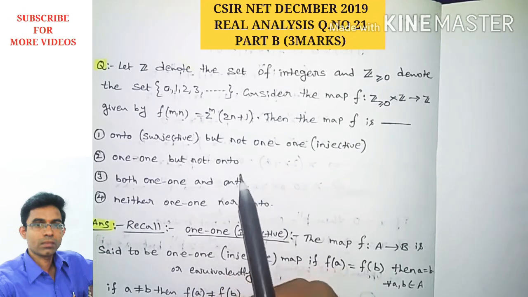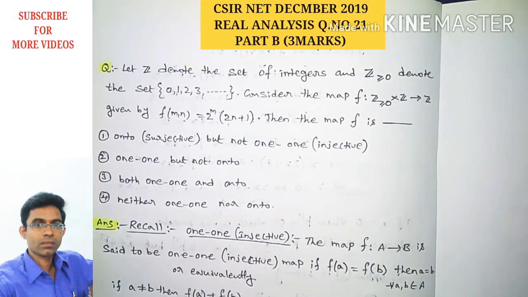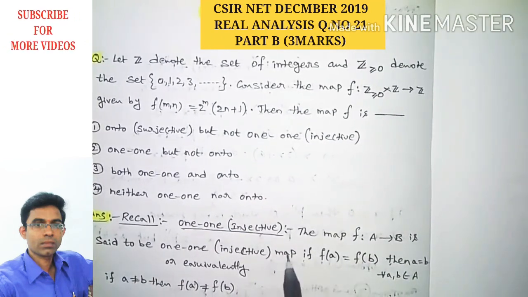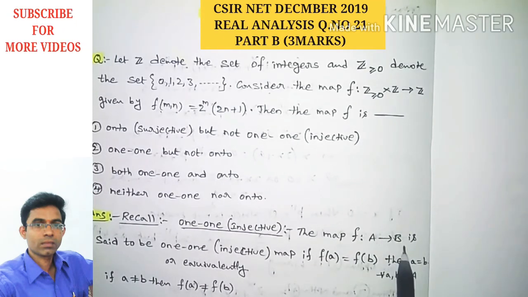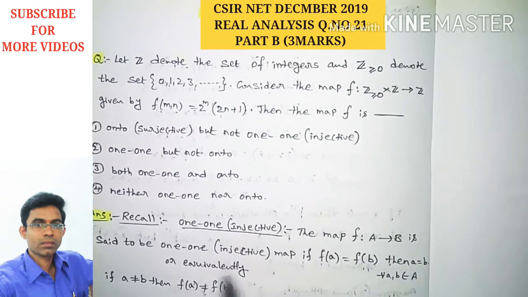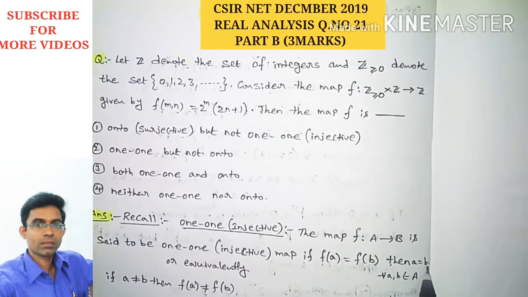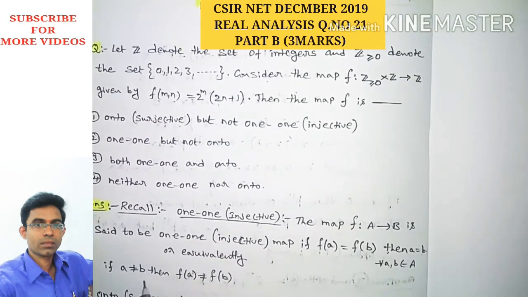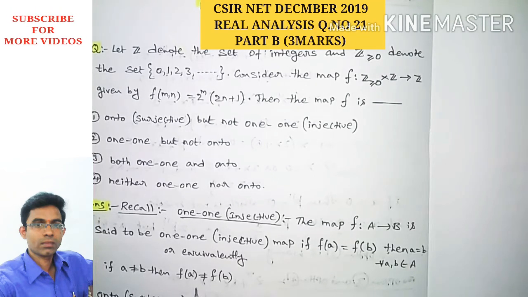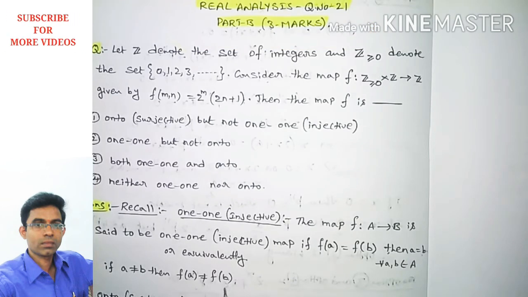So let us recall the definitions of injective mapping and surjective mapping. First we have the injective map definition, that is the 1-1 map. The map F from A to B is said to be 1-1. Here A and B are two non-empty sets, and F is a mapping from A to B is said to be 1-1, meaning injective, if f of a is equal to f of b, then a is equal to b, and that is true for all a, b belonging to capital A. Or the equivalent statement is: if a is not equal to b, then f of a is not equal to f of b. So this is also the 1-1 mapping definition.